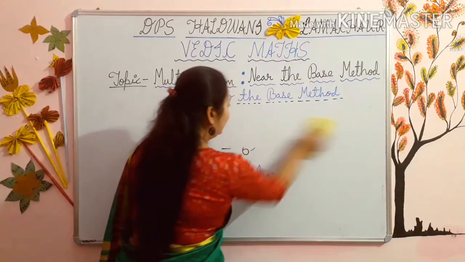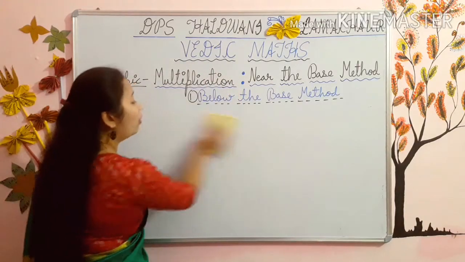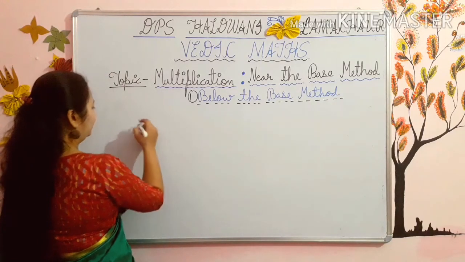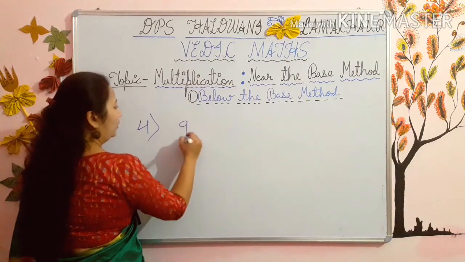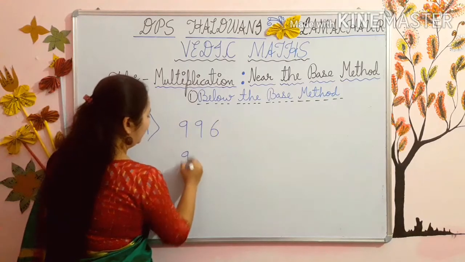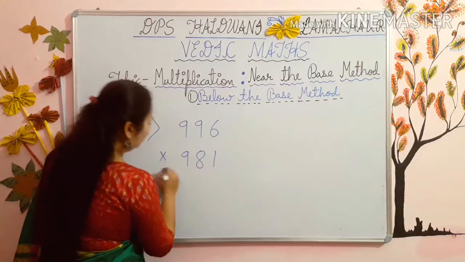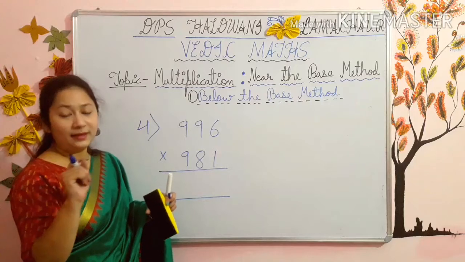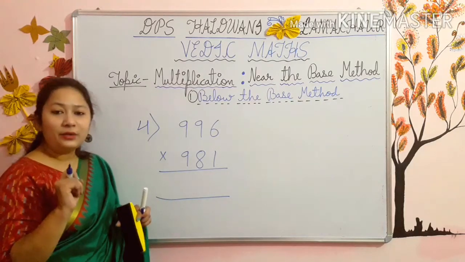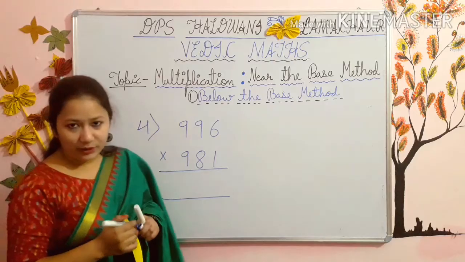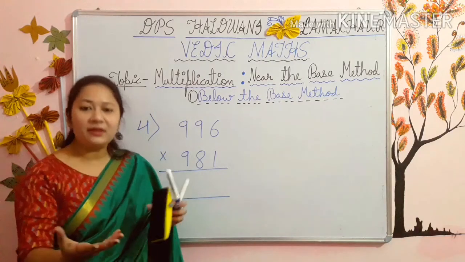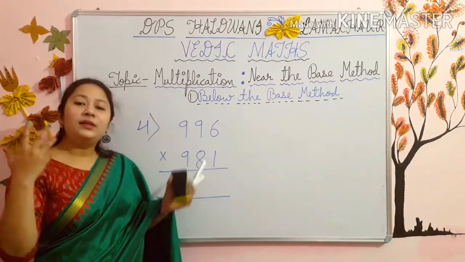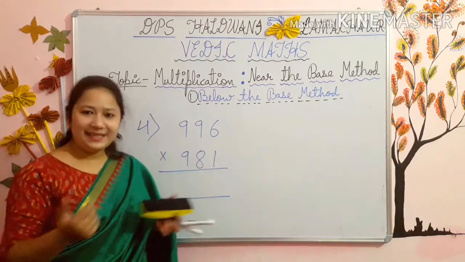Students, it needs practice. If you practice it one time, you can do all the sums orally in your mind. So the last, the fourth sum, is 996 and 981. And students, one more thing, you will only get it when you do it. Try to do it at your home with the method which I have told you, the subtraction method. Try to do it with that method and you will definitely find it very, very easy.